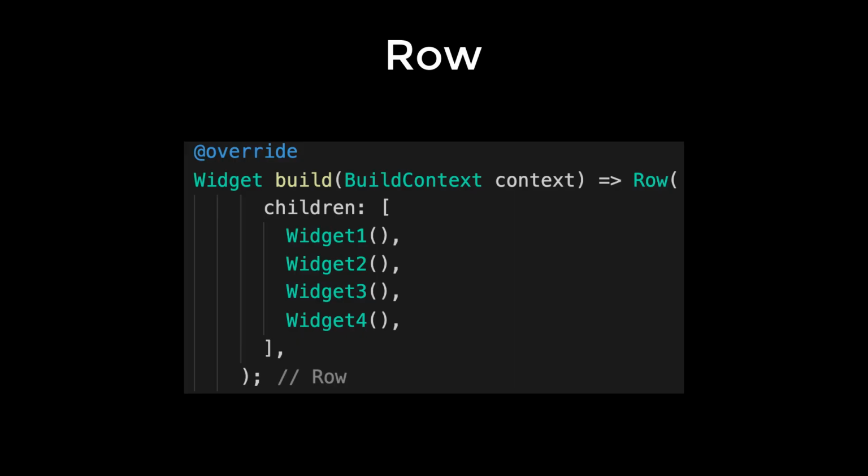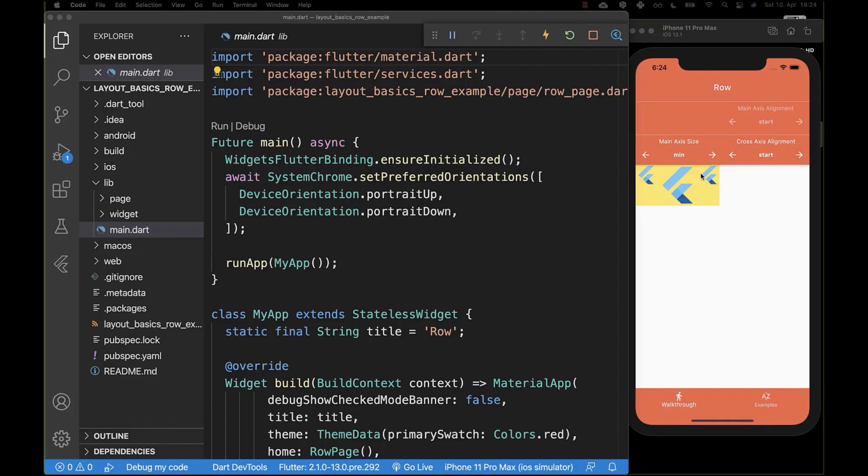Let's get started by creating a Row widget. Therefore, you go to your build method and then you create within the children property all the widgets which you want to display horizontally next to each other. This Row widget has then a lot of different properties which we want to look at right now.